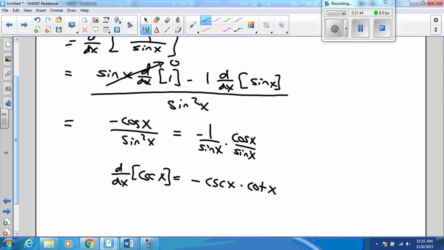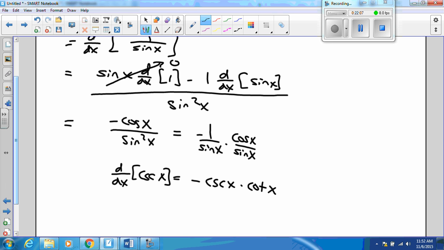Yes, sir. Can we not just keep it as negative cosine over sine and then make the other one 1 over sine? Or would it have to be negative 1 factor? Well, cosecant x times negative cotangent x is the same as negative. So it could work either way. The factor can work either way. Our custom is to pull coefficients to the outside.